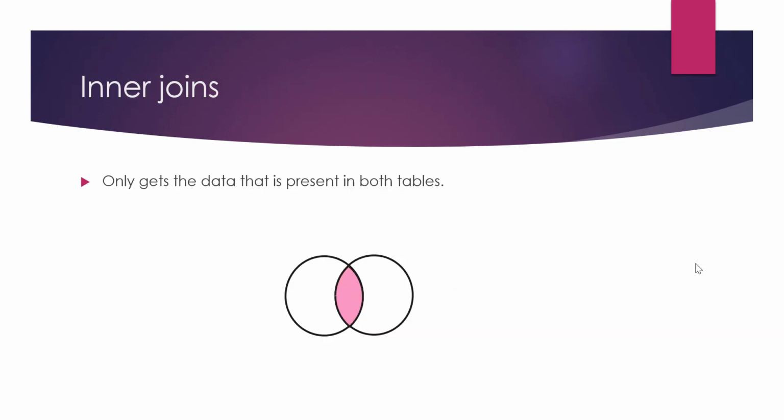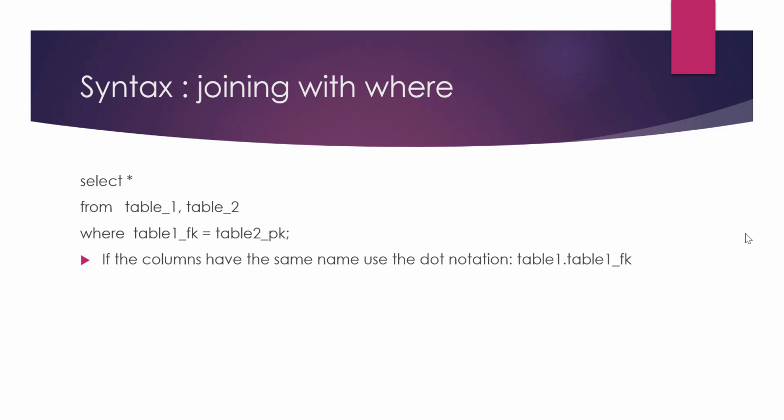Now, when we do the inner join, we are only getting the data that is present in both tables. So if we have a course that does not have an instructor ID, so the instructor ID was null in the course table, we will not be adding that course to our joined table. So we are only getting the data that is present in both tables. We are doing an intersection between these two tables, and we are only displaying the intersection between these two tables. So let's look at the syntax in SQL.